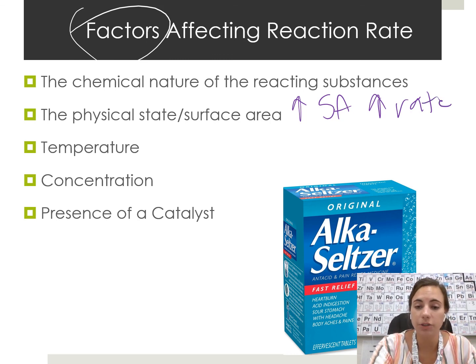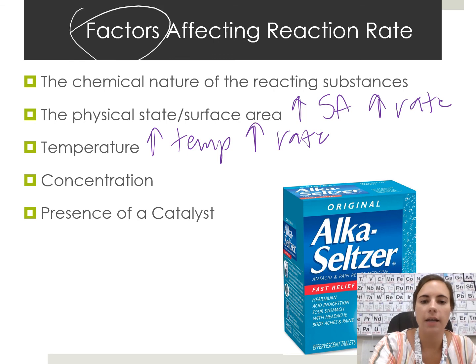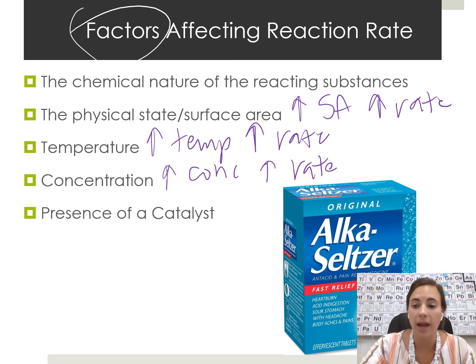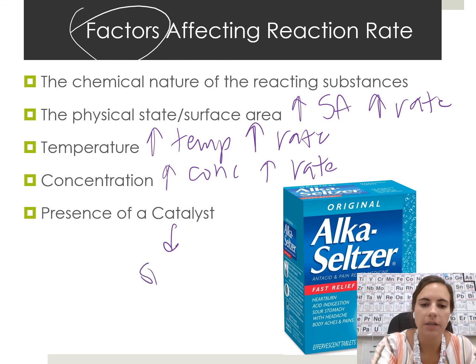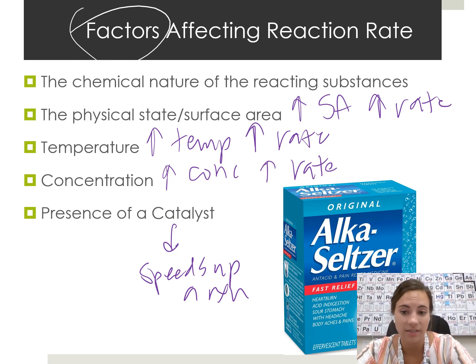Typically, if I increase my temperature, I'm going to increase my rate. If I increase my concentration, I'm going to increase my rate because the more there is, the more to react and the faster it's going to react. And then a catalyst speeds up a chemical reaction. Later in this unit, we're going to talk more about how catalysts speed up chemical reactions. But you would have talked about this in biology when you learned about enzymes and how they speed up different reactions. So we have to keep in mind all these factors that can alter the rate of a reaction.